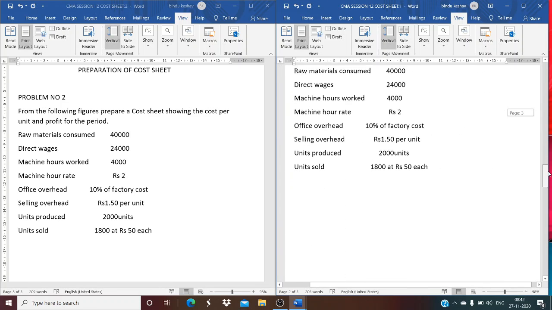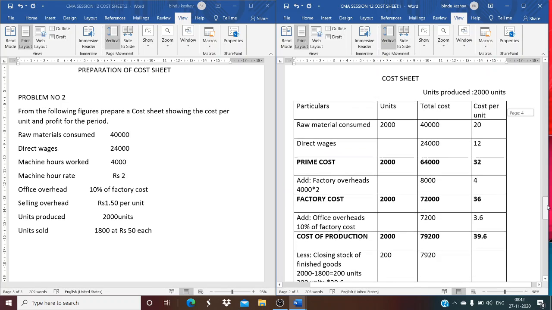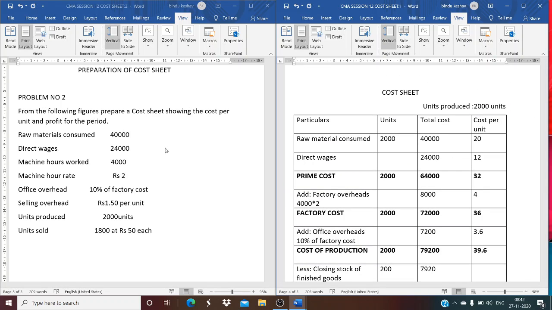Now, before preparing the cost sheet, we need to understand the question. The number of units produced is 2000. For that we have consumed materials and direct wages, and in the factory the machine worked for 4000 hours. For 1 hour the overheads are rupees 2, which means the machine hour rate is rupees 2, so to run the machine for 1 hour the company has to incur rupees 2. Office overheads is 10% of the factory cost.